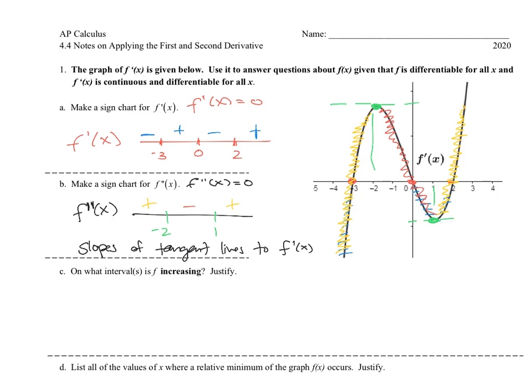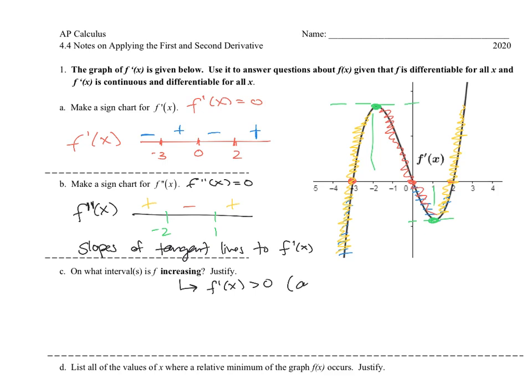Okay, so now I've got to go and answer some questions. On what intervals is f increasing, and justify? And just a reminder, we said that f is increasing when f prime of x is positive. Now I don't have the graph of f, but I do have f prime. And in fact, at this point, I no longer really pay attention to my graph because my sign charts are going to give me the information that I need, okay?